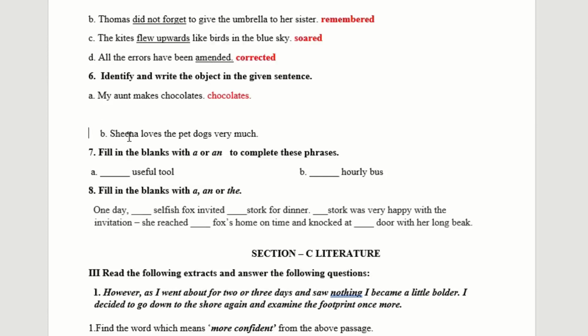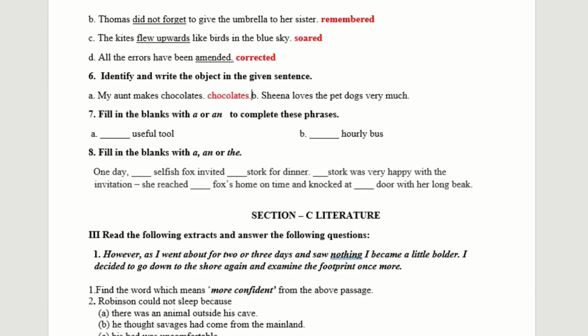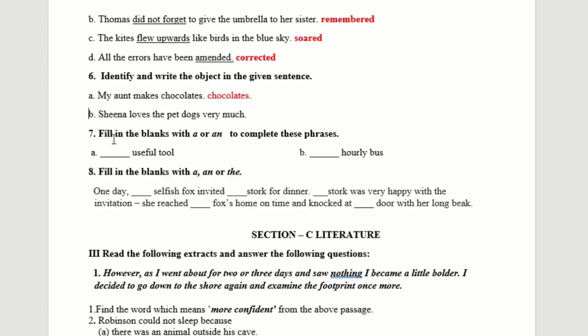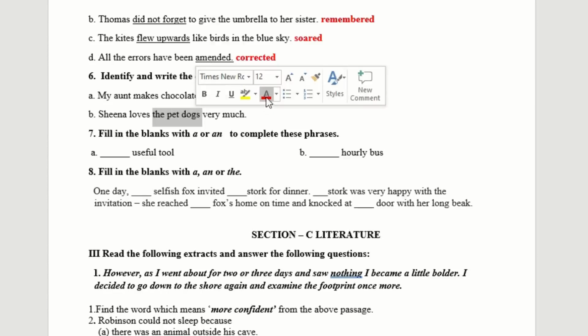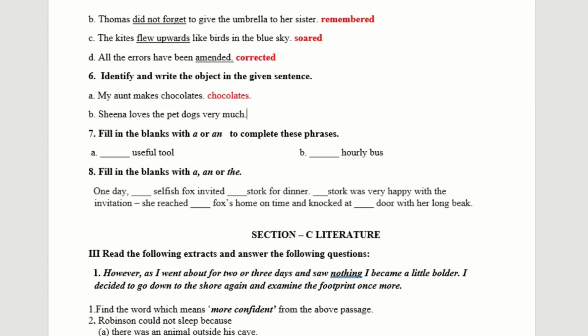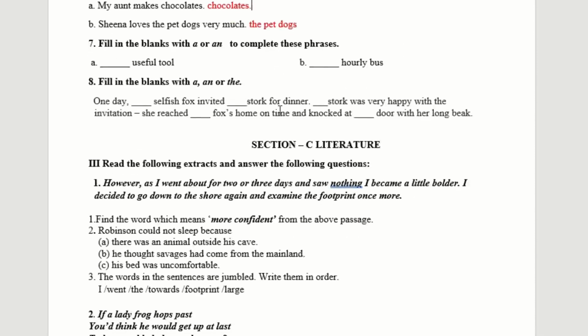Now let's see. Sheena loves the pet dogs very much. Who is doing the action here? Sheena. Sheena is the subject. What is the action? Loves. Loves is the action, the verb we can say in English. Then what does she love? The pet dogs. So the pet dogs is the object. You can write the answer: the pet dogs. So write only the answers here.